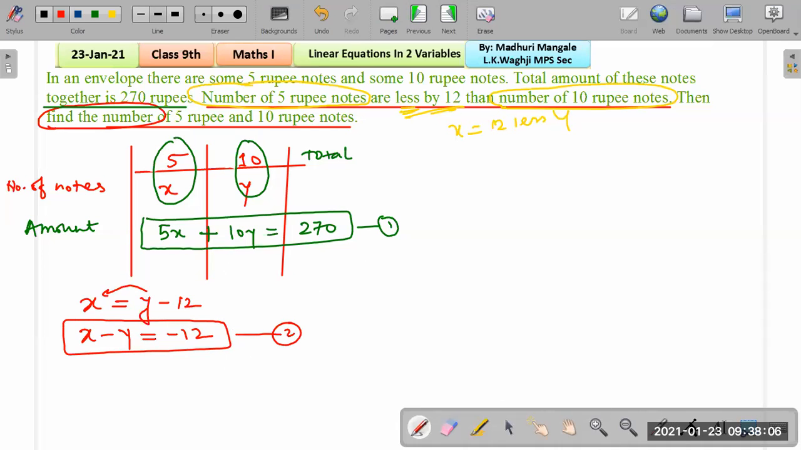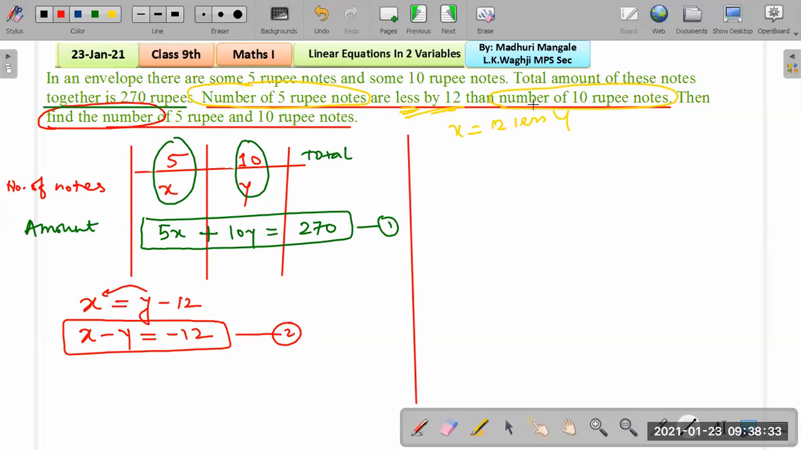Let us work it out together. Once again, I will repeat the process of how we got the equations, because a similar type of question will be there next for you and you have to try that out. So 5 rupee notes is x, 10 rupee notes is y, and the total amount is 270. So 5x plus 10y gave us 270. The 5 rupee notes are less by 12 than the 10 rupee notes.